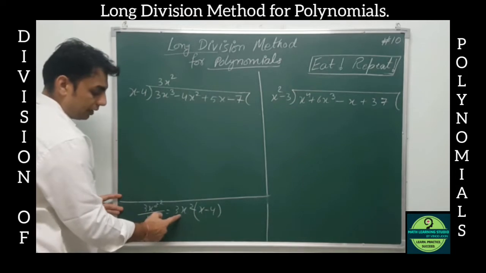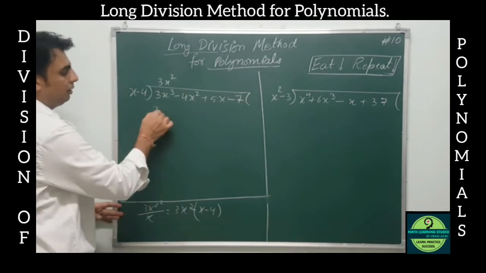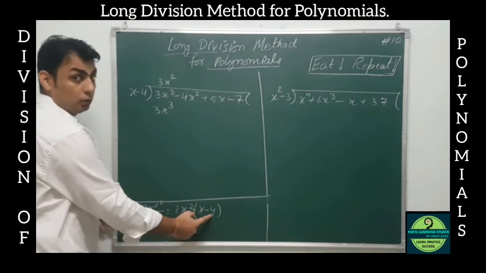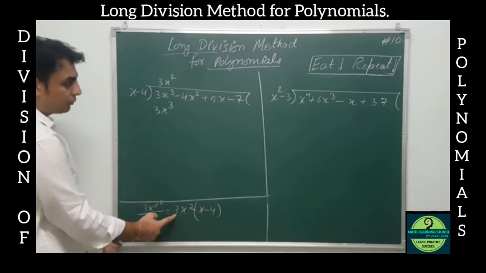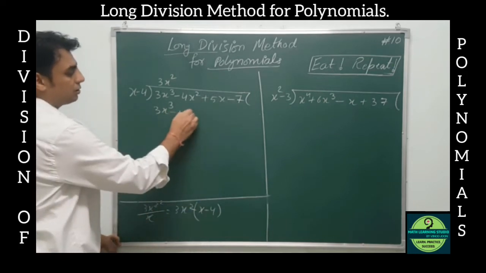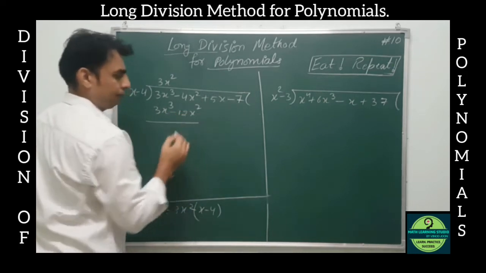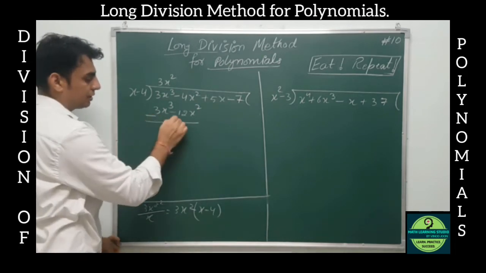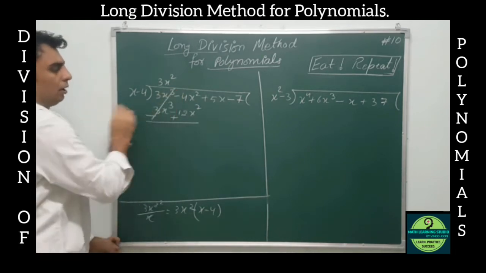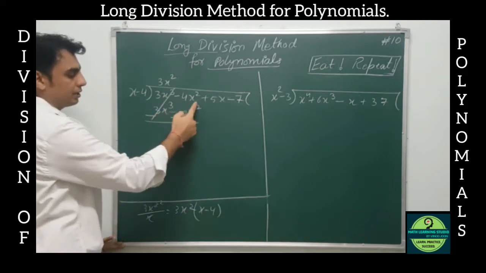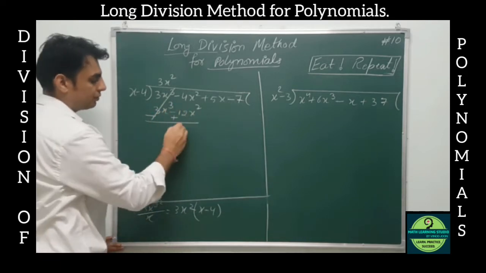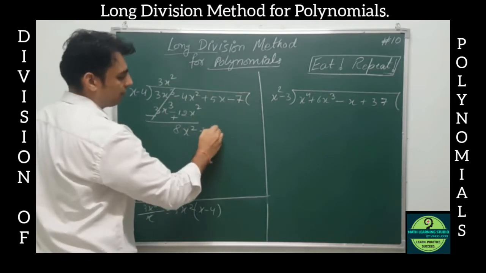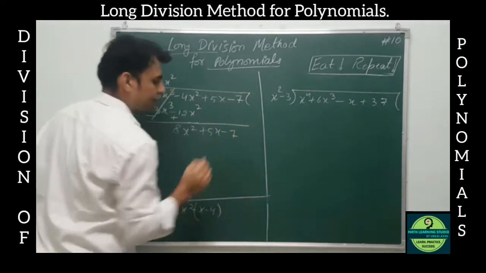So it will be 3x square into x becomes 3x cube. Then 3x square into minus 4, so minus 4 into 3, that is 12. So minus 12x square. Now what? We subtract. But for subtraction, we have to change the signs first. Change. Cancels. Minus 4x square plus 12x square gives you 8x square. And then we bring this down. So it will be 5x minus 7.